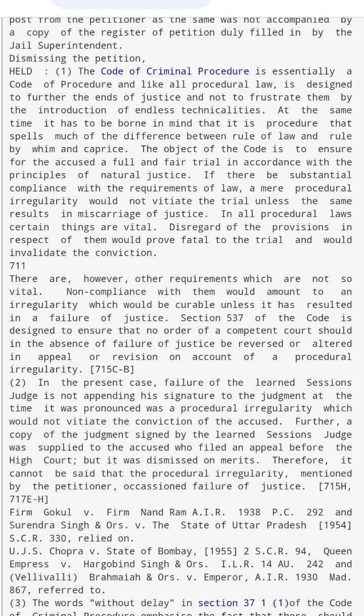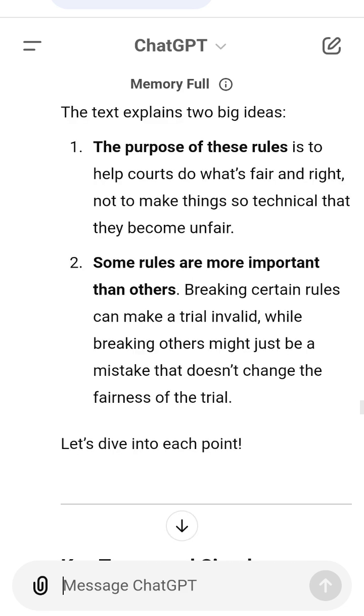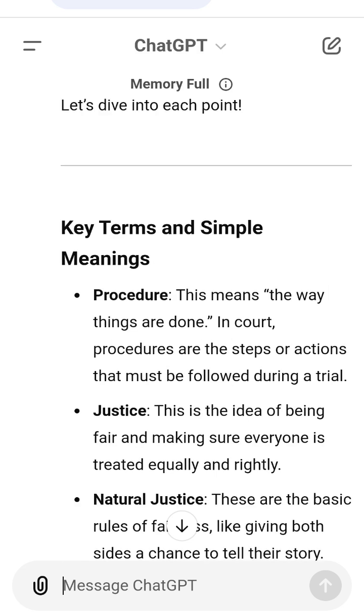Example, in your board game, let's say you skip reading one line in the rule book that doesn't affect the game's outcome. It's a small mistake that doesn't change who wins or loses. Courts treat some small procedural mistakes the same way.